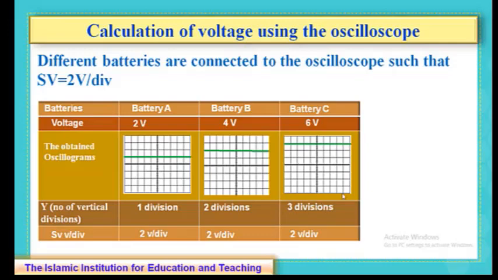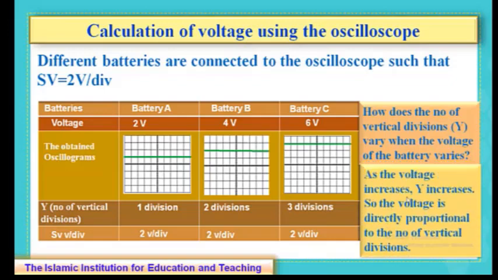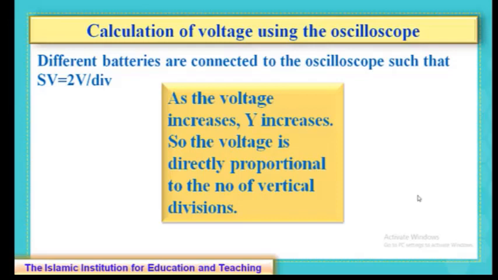Now, how does the number of the vertical divisions, or Y, vary when the voltage of the battery varies? As you notice, when the voltage increases from 2 to 6 volt, the number of the vertical divisions, or Y, increases from 1 to 3 divisions. So we can say that the voltage is directly proportional to the number of the vertical divisions.